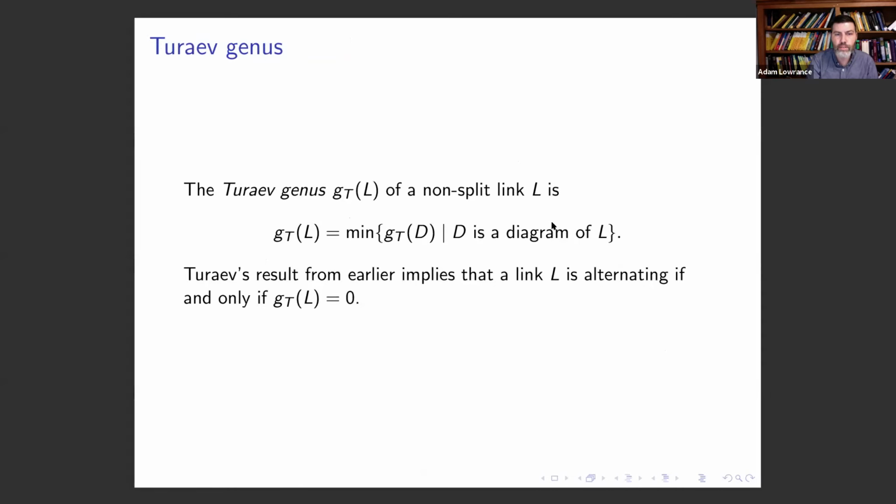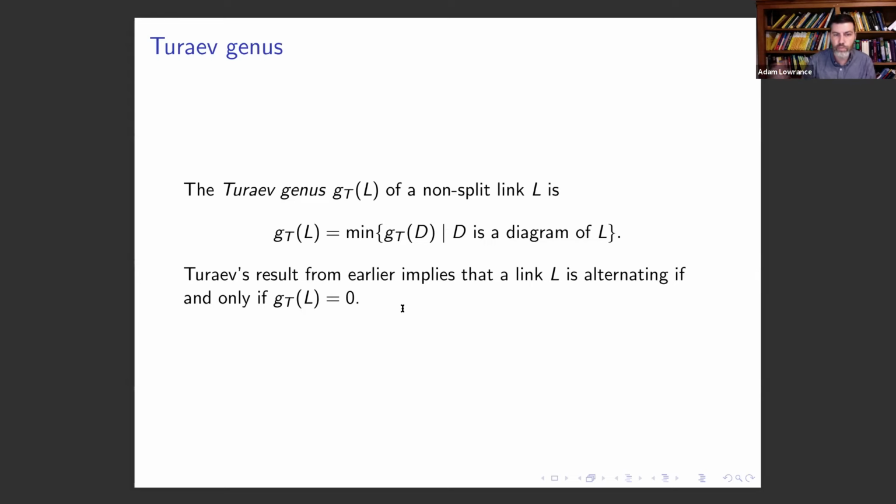And in their paper, this is when they first mentioned, all right, we have this genus of this surface that we can associate to any diagram. Let's turn it into a link invariant in the obvious way. Let's just take the minimum over every diagram of the genus of the Turaev surface. So g_T(D) here is meant to be the genus of the Turaev surface for that particular diagram. This is one half times (2 plus the crossing number minus the number of components in the all-A state minus the number of components in the all-B state), and then you minimize over every diagram.